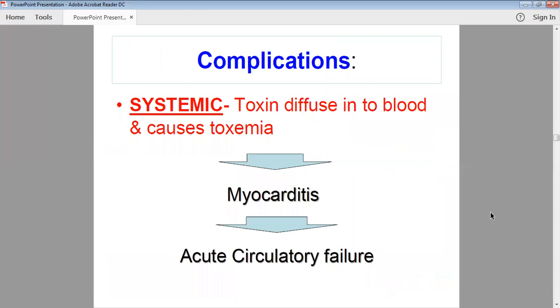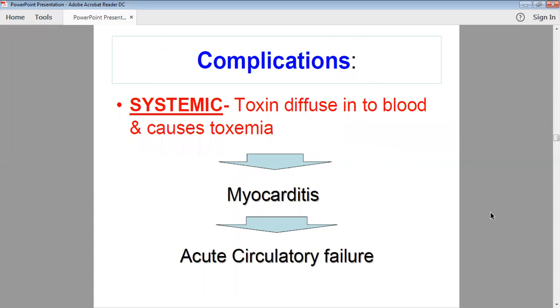The complications, this is a separate slide again. Systemic complication due to toxin. Toxin diffuses into the blood and causes toxemia. Again, I'm telling, no bacteremia is caused by Corynebacterium diphtheriae. Toxemia, a good example is Corynebacterium diphtheriae.